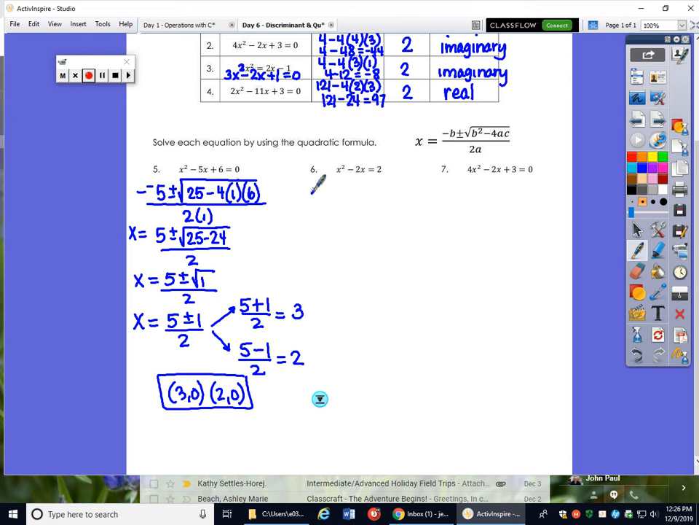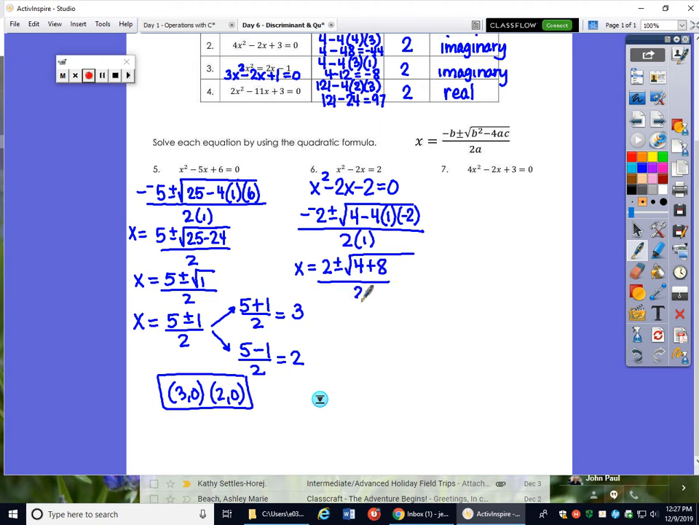In number 6, we have to get it into standard form before we can use the formula. So this is going to be negative 2 plus or minus the square root of 4 minus 4 times 1 times negative 2 divided by 2 times 1. So x is going to be equal to positive 2 plus or minus 4 plus 8 divided by 2. So this is going to be the square root of 12 when you do 4 plus 8. Now that has to be simplified.